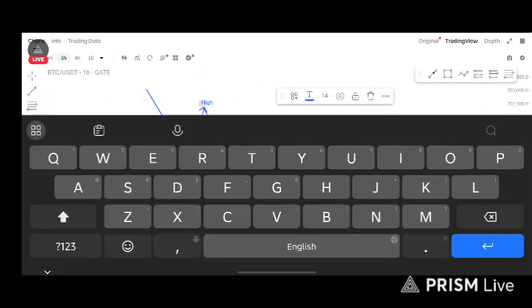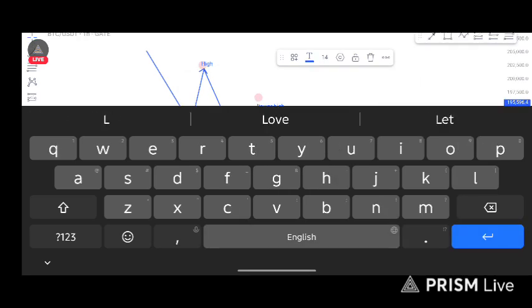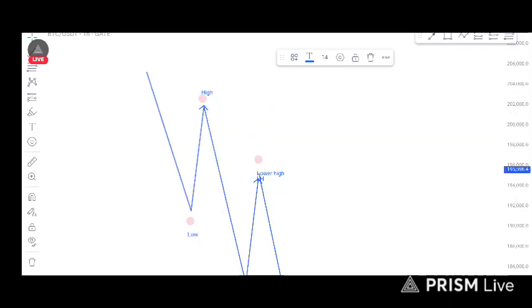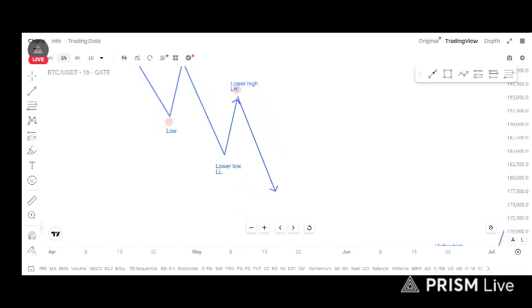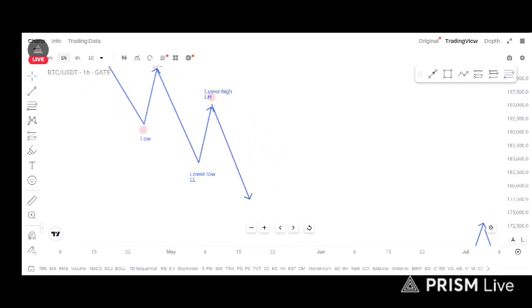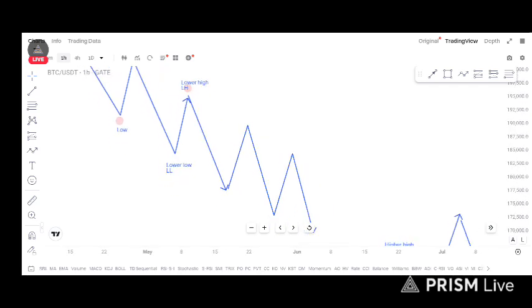Okay, lower high, and we will call this LH, lower high. Let's keep it here. The same thing continues happening. This low is lower than this previous low, so these are new lower lows and these are new lower highs. The same process, lower low, lower high. I hope you now understand why we call these lower highs and lower lows.